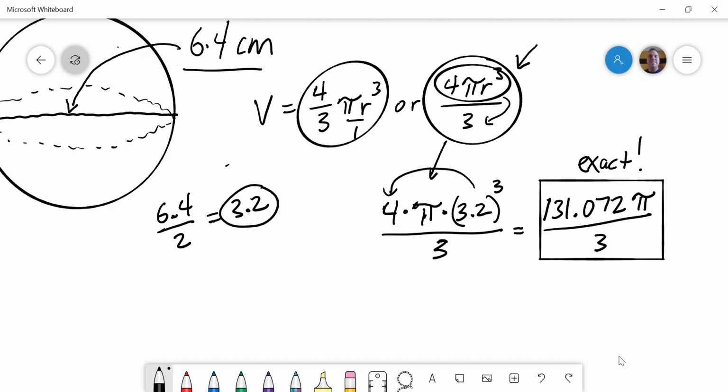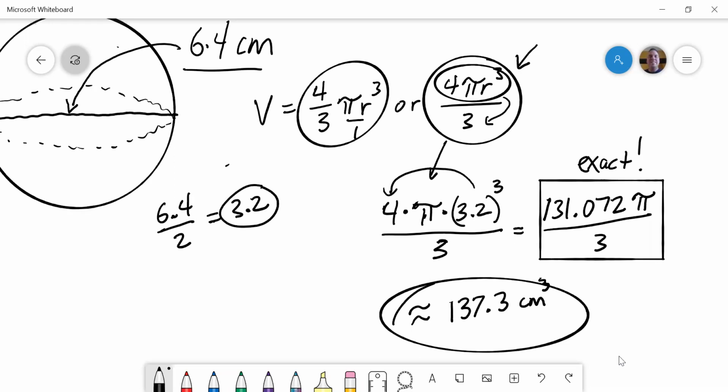All right, so let's go ahead and round it just to get an approximate, because I would say most of the time you're probably going to be asked to approximate it. So let's take 131.072, punch that in, multiply it by pi, and then divide it by 3. It said round to the 10th place, so I get 137.25, but we're going to round that to 137.3. So it's going to be about 137.3 centimeters cubed. Remember, volume is cubic, right? Cubed. So there you go. That's what we're looking at.